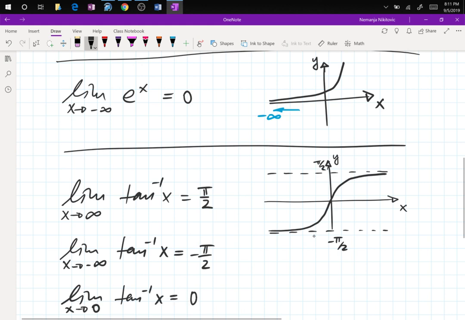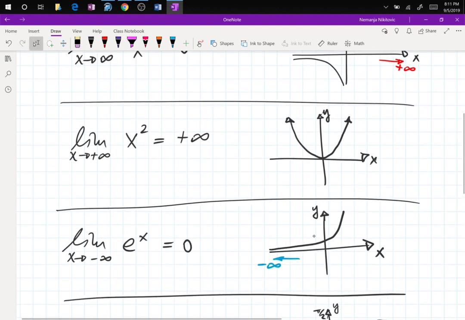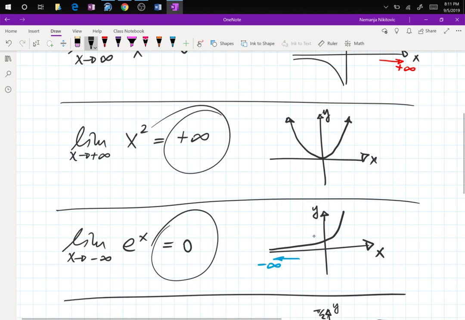I'm going to ask for the limit as x goes to 0 for inverse tangent of x. 0. Good. Now that's right, just the point there at the origin. Great. So these are your limits at infinity. And as you can see, in some cases you are getting infinities. In some cases, you are getting numbers. And the lecture is over.